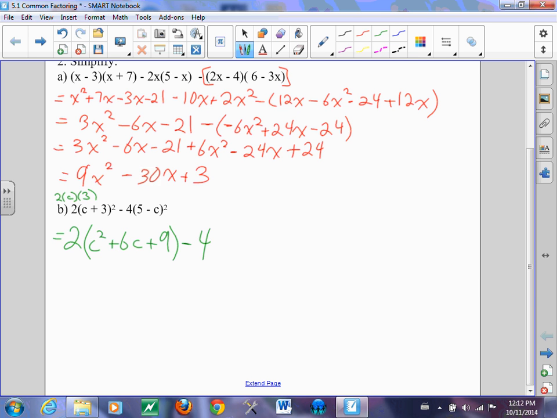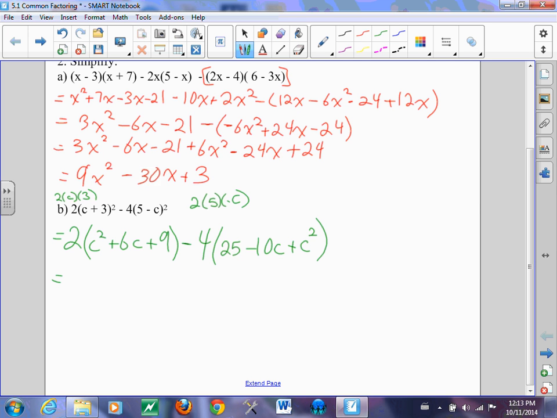Minus 4, do the same thing here. Square the first, so 5 times 5 is 25. Double the product, so 2 times 5 times negative c, it's going to be minus 10c. And then square the last, so negative c times negative c is positive c squared.